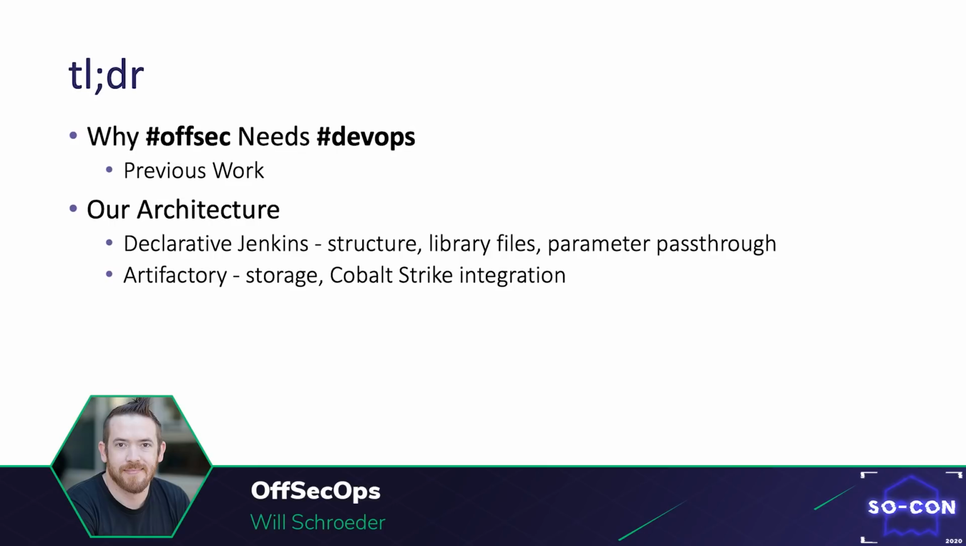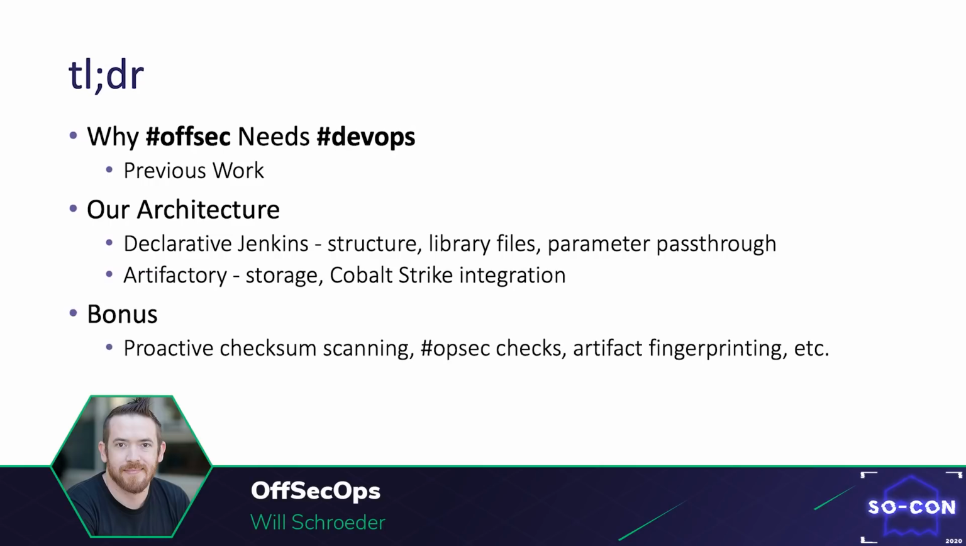how we store them, common library functions and files, parameter pass-throughs, and meta jobs. Also Artifactory, so artifact storage, Cobalt Strike integration, artifact tracking, all these types of fun things. And then how we can actually apply this architecture to do interesting things. So things like proactive checksum scanning to see if any of your artifacts leaked. Do OPSEC checks on any artifacts before you actually deploy these artifacts to real customer environments.